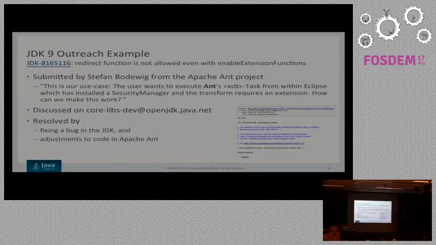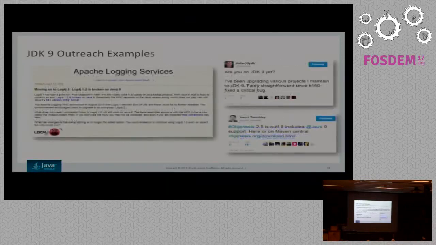They wanted to use an XSLT test from within Eclipse with a security manager, and how to make this work. And it was resolved after a couple of weeks with a change both in the JDK, where it turned out to be a bug in our implementation of the XML functionality, and also by making some small adjustment to the test code in Apache Ant. So that's the other thing. We try to work with community projects to make sure that their code gets better as well and uses the new functionality.